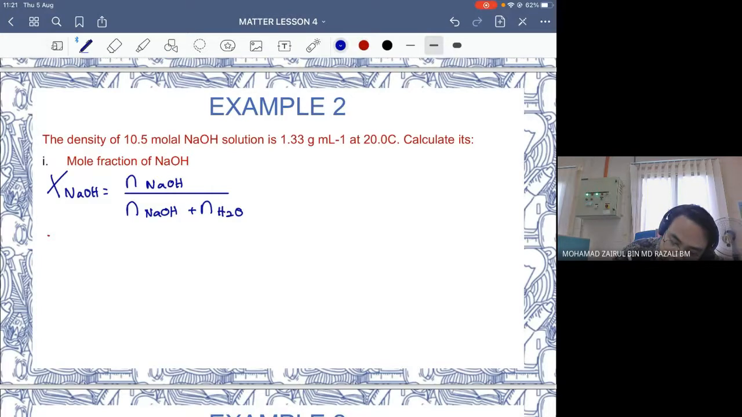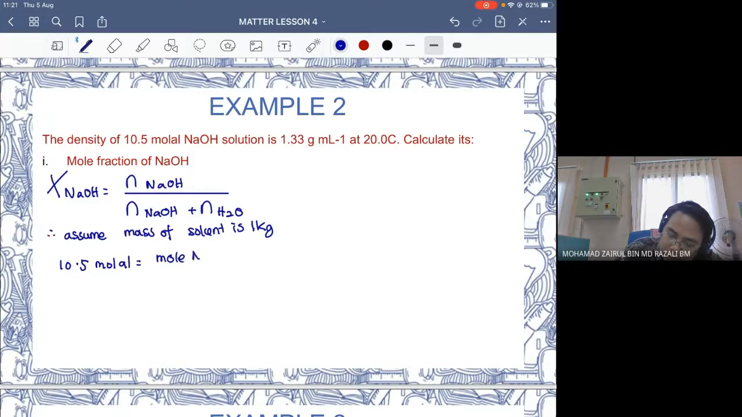So, assume mass of solvent is 1 kilogram. Yeah, assume the mass of solvent is 1 kilogram. So from the molality equal to mole NaOH solute over mass of solvent. Mass of solvent is 1 kilogram. So that means your mole NaOH solute is equal to 10.5 mole.